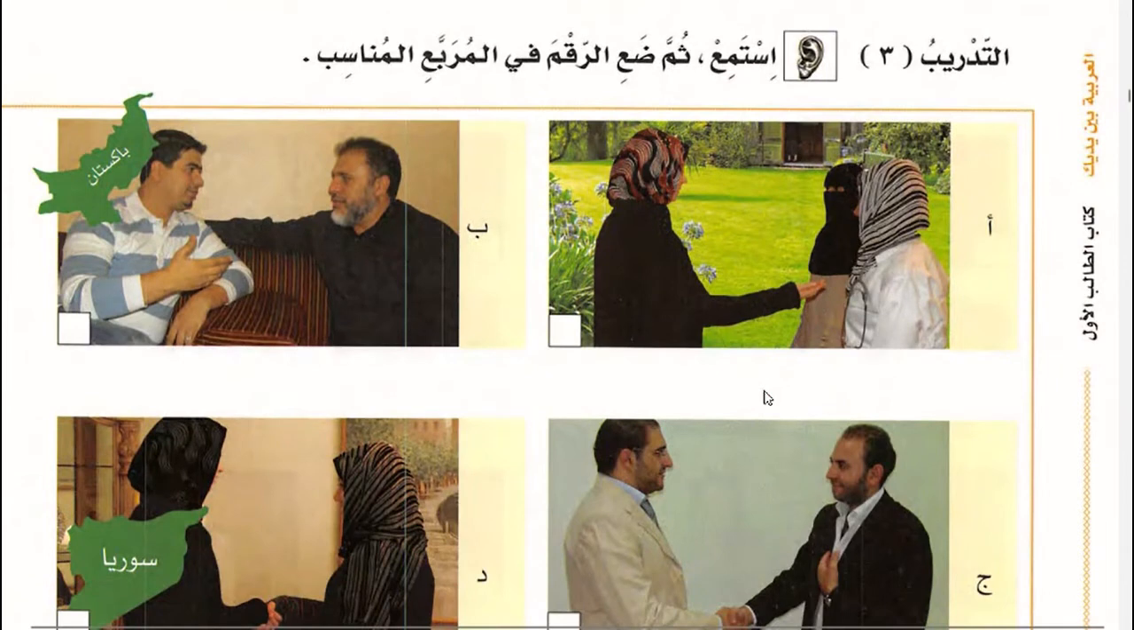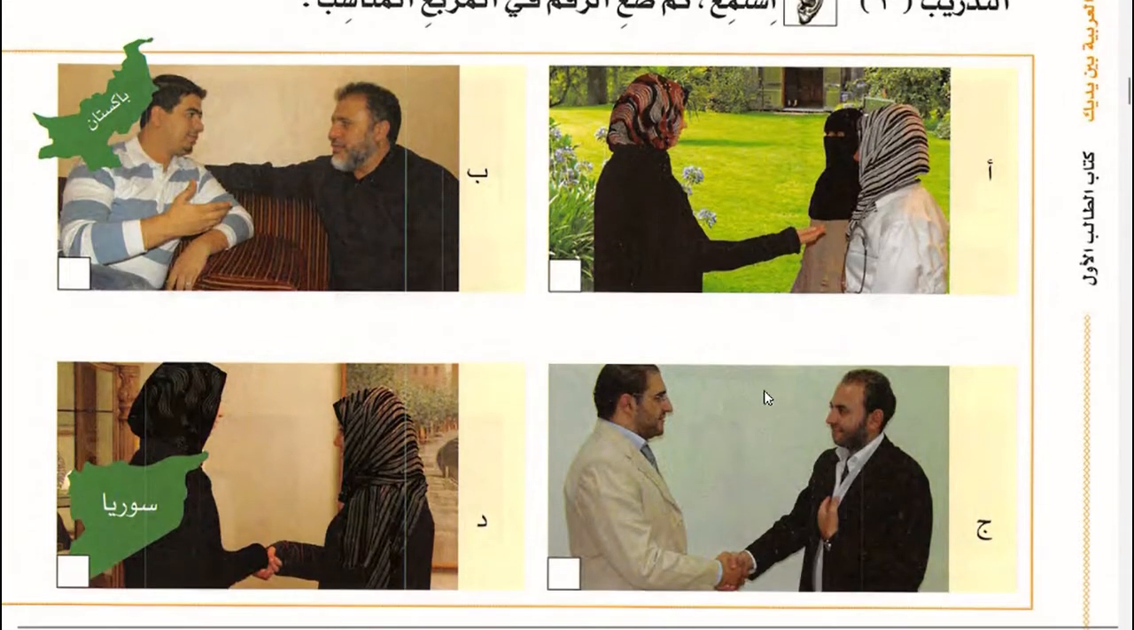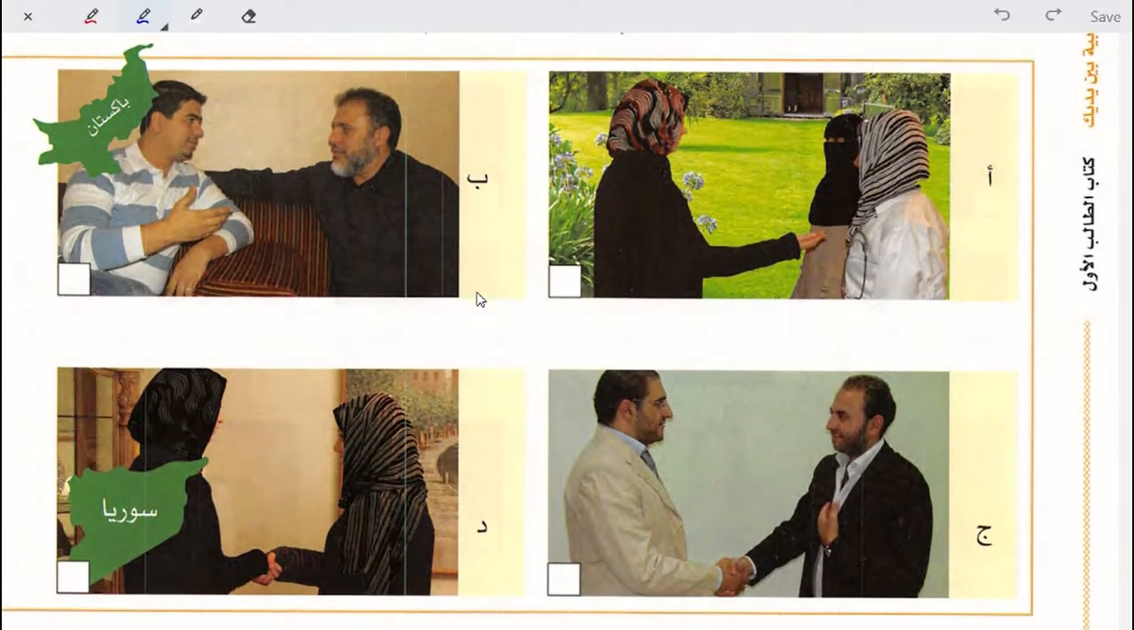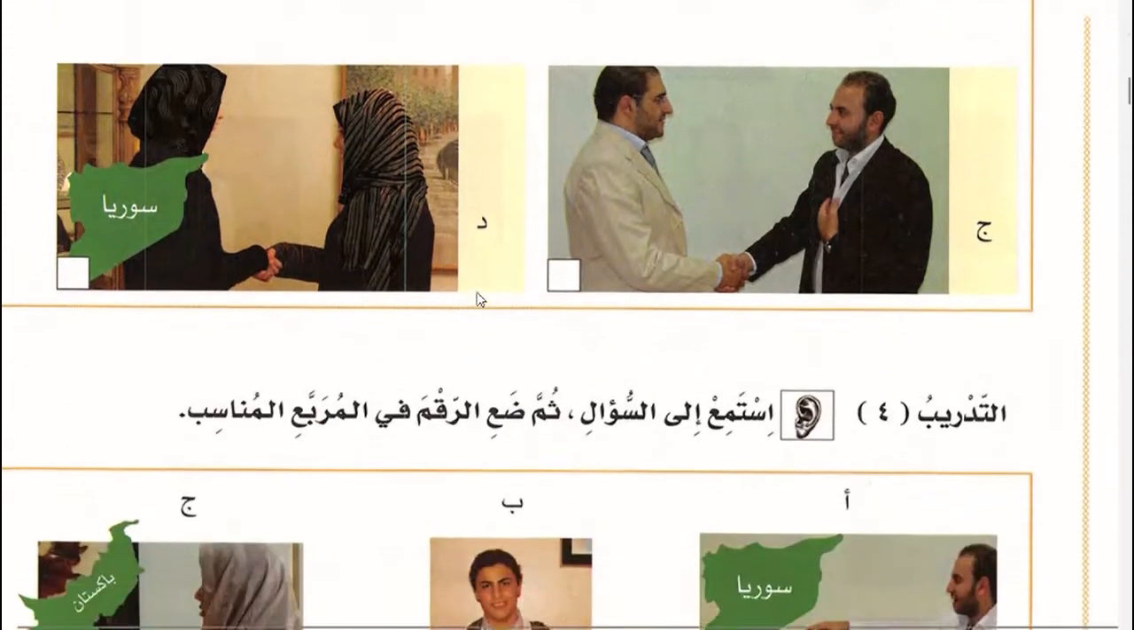At-Tadribu Salis, istami thumma da rakma fil murabba al munasib, listen then put the number in the appropriate box. So again you will listen and then you will number them according to the order. Let's suppose the first dialogue is about this picture, so you'll write 1 here. If the second dialogue is about this picture, you will write isnan here. If the third dialogue is about this picture, you will write thalatha here. In this way you will do it.